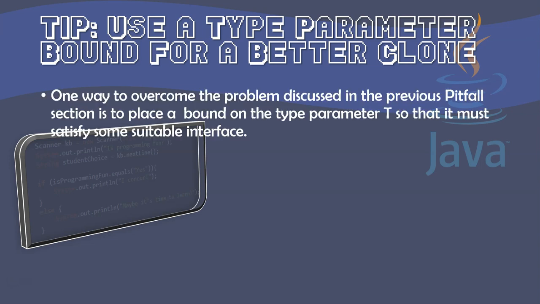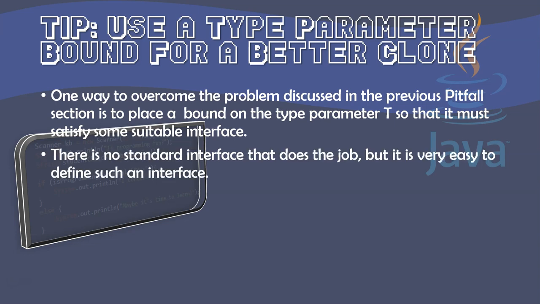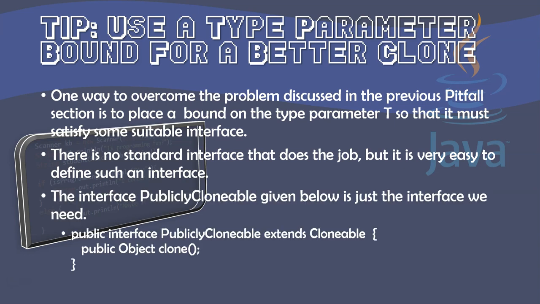One way to overcome the problem we had in our previous pitfall is, of course, to place a bound on the type parameter T, so it must satisfy some type of suitable interface. Now, there's no standard interface to do this job, but it's very easy to create one. The interface PubliclyCloneable given below is just the type of interface that we would need, and this is one that you're free to use.